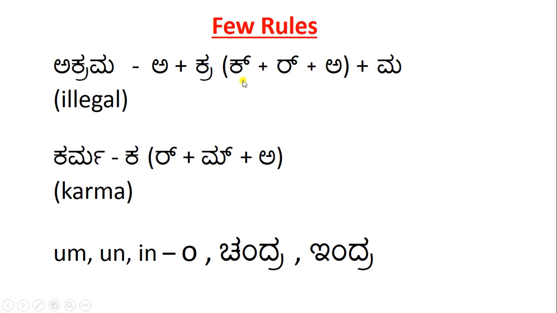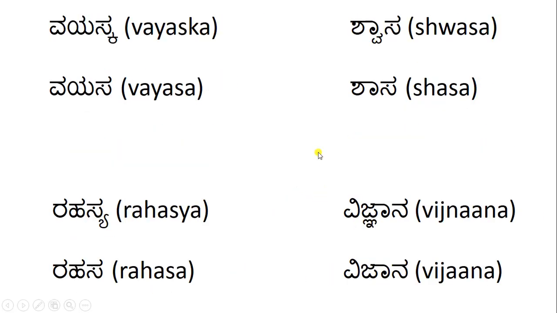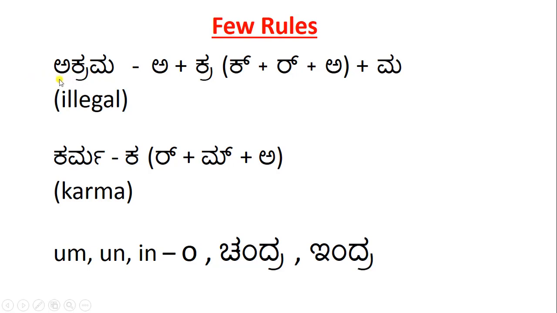Now, there are a few rules, and that is for r. I told you that r has two symbols, right? This and this. When to use this, when to use this, that is what we'll see here. So, this would be pronounced as akrama. Akrama means illegal in English.